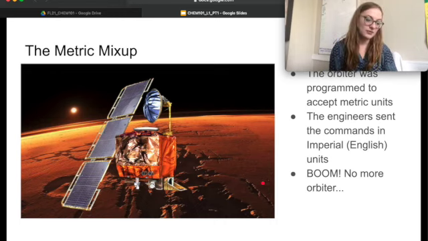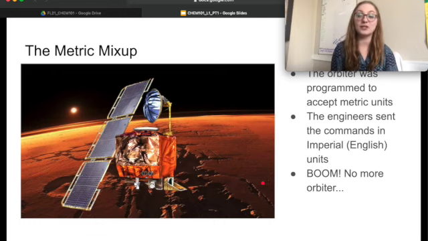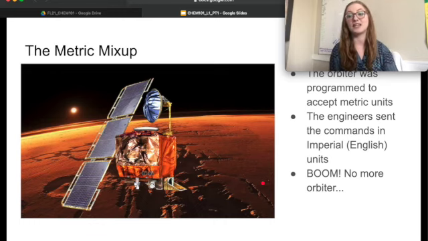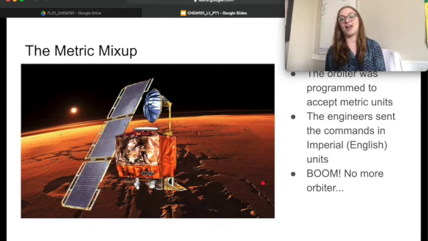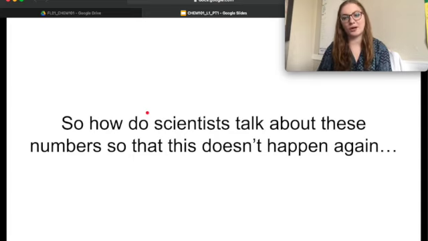So it's really important that we learn how to communicate with each other as scientists so that when you see a number, you know exactly what I mean, and when I see a number you write down, I know exactly what you mean as well. It's really important that we get these things worked out, and this is one of the reasons why, because we can have really easy to fix mix-ups if we would just actually talk to each other the way we should. So we want to know how scientists are actually going to talk about these numbers so that this doesn't happen again.